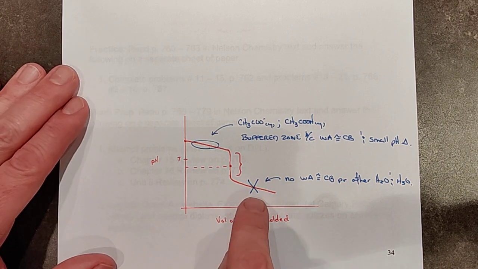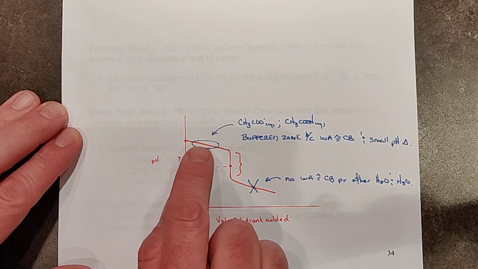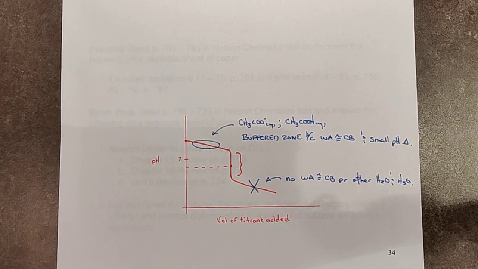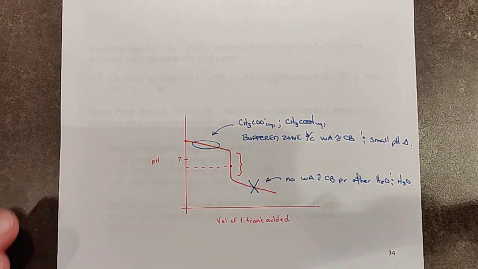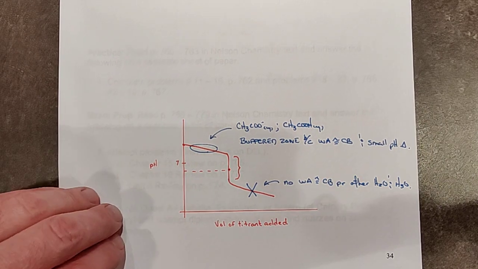Cheat code then, the end of your titration curves, never buffered. Before the equivalence points, probably buffered, and you should be able to identify a weak acid conjugate base pair from those.